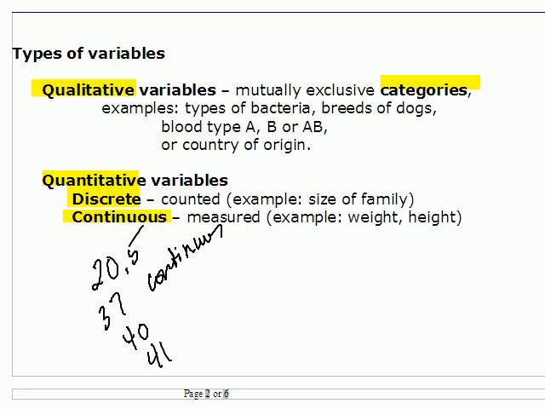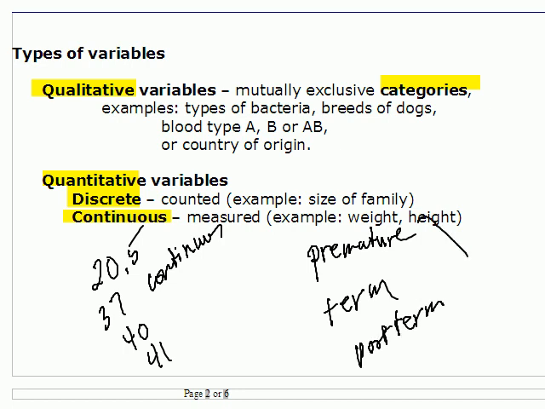However, if this information is reported as premature, term, or post-term, then this is a qualitative variable. Okay, you see the difference? There are numbers associated with it, but the term itself, premature, term, or post-term, is qualitative.